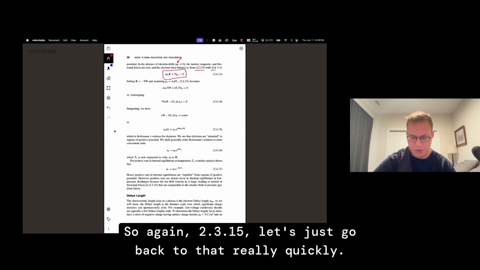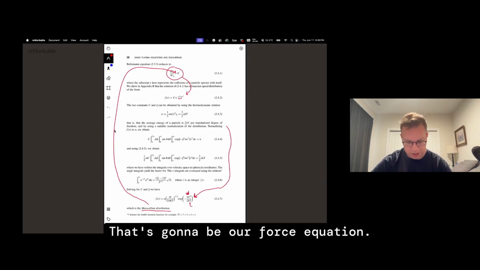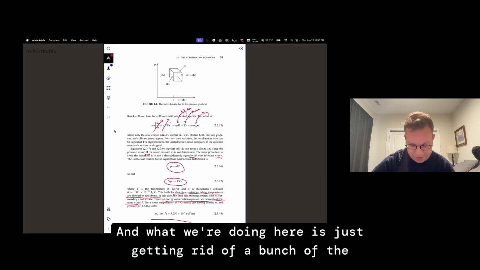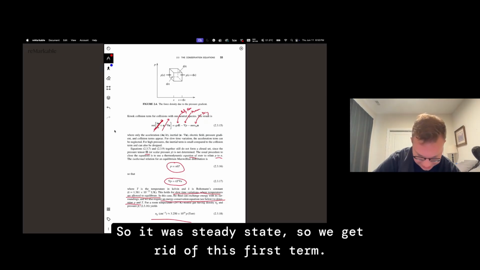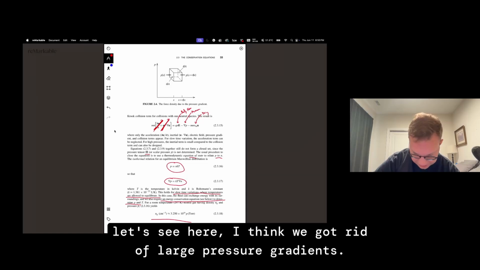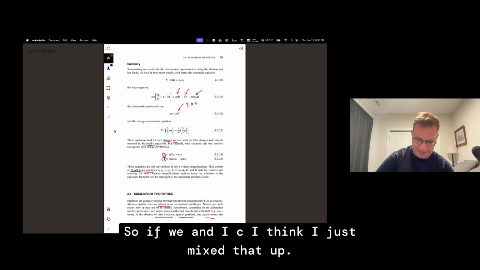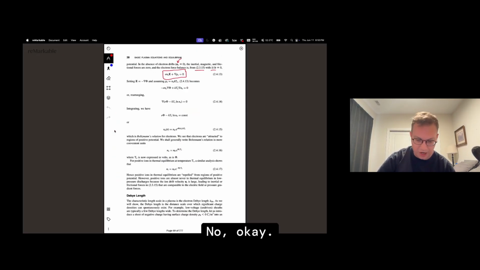So again, 2.3.15, let's go back to that really quickly. That's our force equation, and what we're doing here is just getting rid of a bunch of the terms. It was steady state, so we get rid of this first term. There's no fluid flow, so we get rid of this term here. And then let's see here, I think we got rid of large pressure gradients. So now we just balance the electric field here with collisions. I think I just mixed that up. Well, let's see here. No, okay, no collisions.